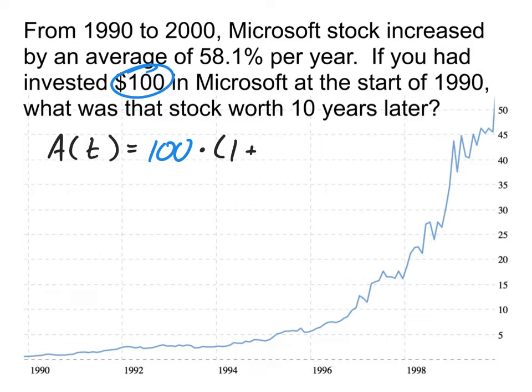Now remember that rate needs to be written as a decimal, so we're going to take our 58.1% there, and we're going to divide that by 100 in order to turn it into a decimal. And so that's going to give us 0.581. And so that's what we're going to use here, 0.581 in the equation, and then that's to the power of T.